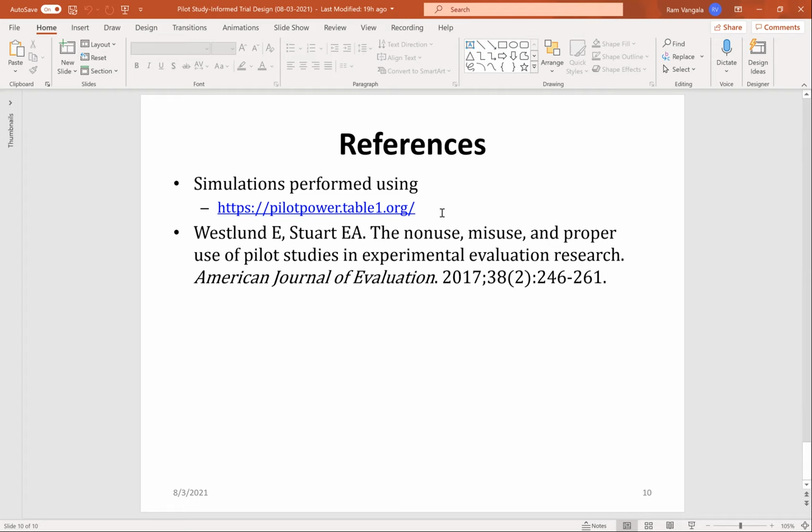So I'll stop there, turn it back to Catherine. Thank you so much, Rom. That was really depressing and disheartening. It makes you think of all the studies out there that are funded based on these erroneous pilot studies. So I appreciate you focusing on the positives at the end, the very constructive focus on the confidence intervals.